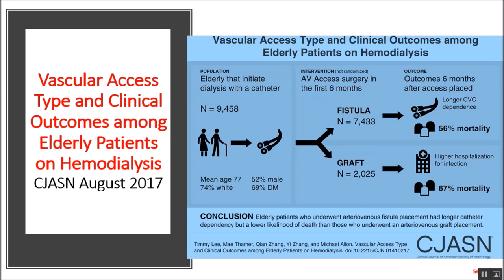But we have to start with an arteriovenous fistula if available, and if you have venous mapping showing the patient's veins are suitable to do an arteriovenous fistula. So in conclusion, the elderly patients who underwent arteriovenous fistula placement had longer catheter dependency but a lower likelihood of death than those who underwent an arteriovenous graft placement. So the second choice for elderly patients is doing a native arteriovenous fistula and putting in a catheter if it is necessary.